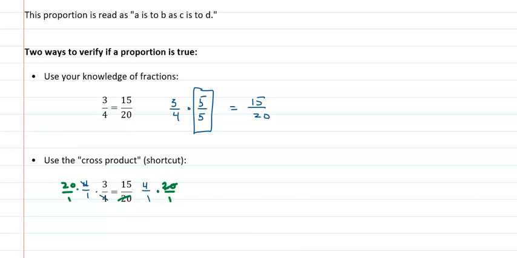So we end up doing what's called the cross product, which is this becomes 20 times 3 equals 15 times 4. So basically we just took these two and multiplied them, and then these two and multiplied them. So that's why it's called the cross product. There's nothing really magical going on here. It's just what we've been doing with fractions. So now you're going to take this cross product and you're going to say, well, this is 60. Does that equal the other side? This is also 60. So yes, this is a true proportion.